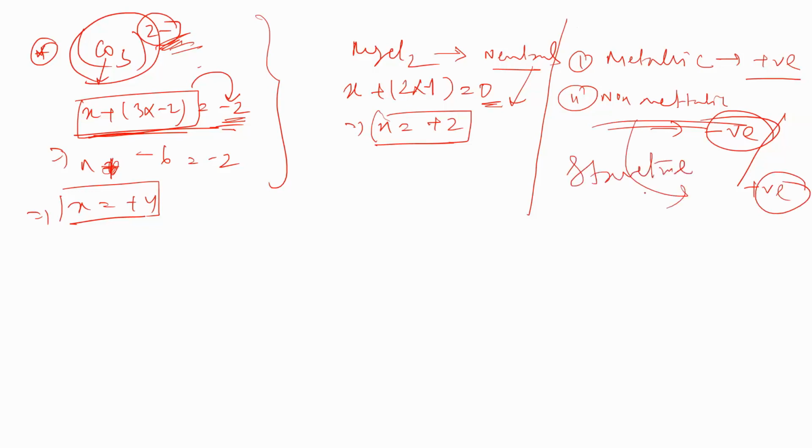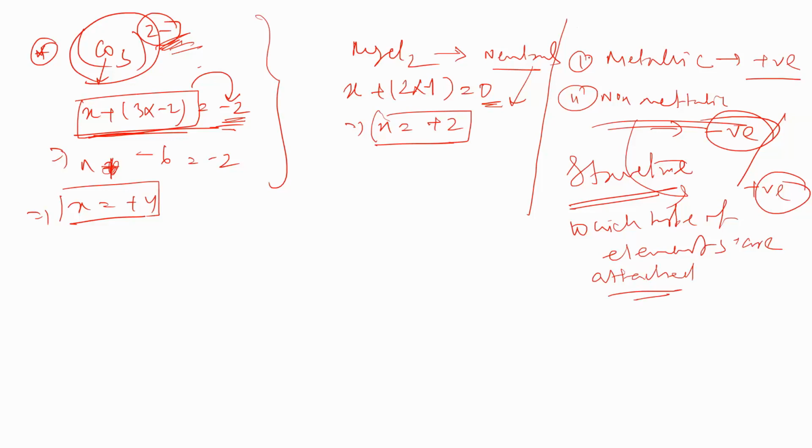I will show you some examples. It depends on the structure, and also on which type of elements are attached. So for the metallic case, it is fixed: a metallic element will have a positive charge, but for the non-metallic, it will fluctuate.